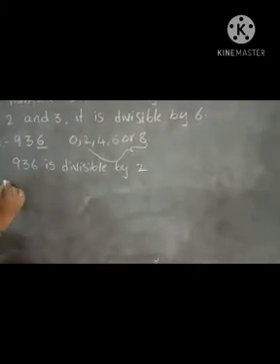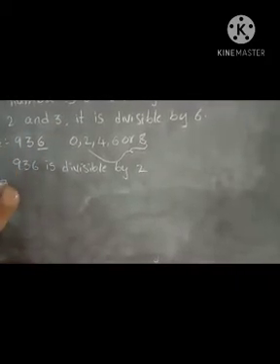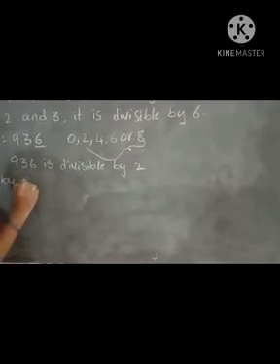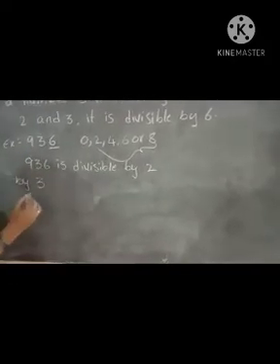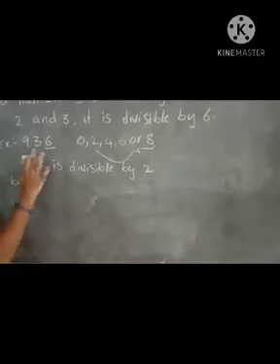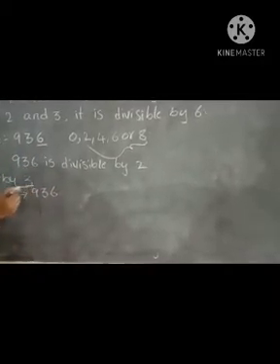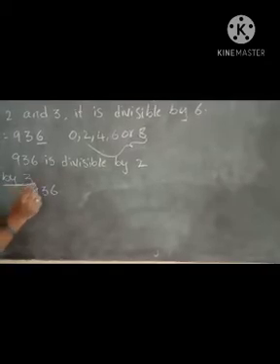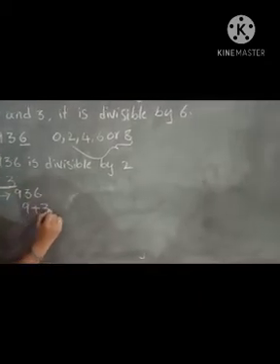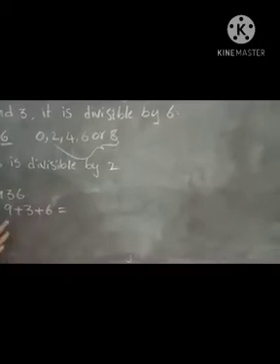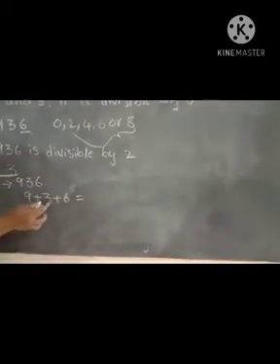What is the rule for 3? What is the rule for 3, children? Yes, sum of the digits. Now here, what is the example? 936. Sum of the digits. Sum means addition: 9 plus 3 plus 6.